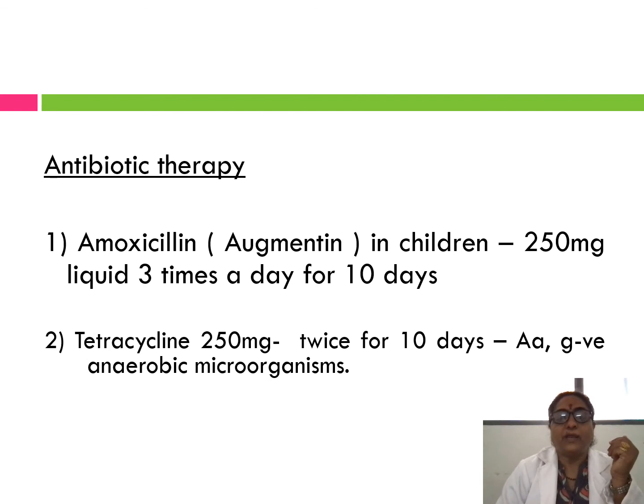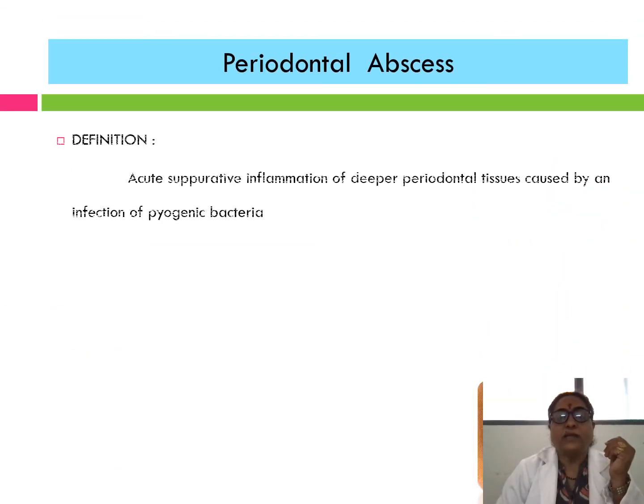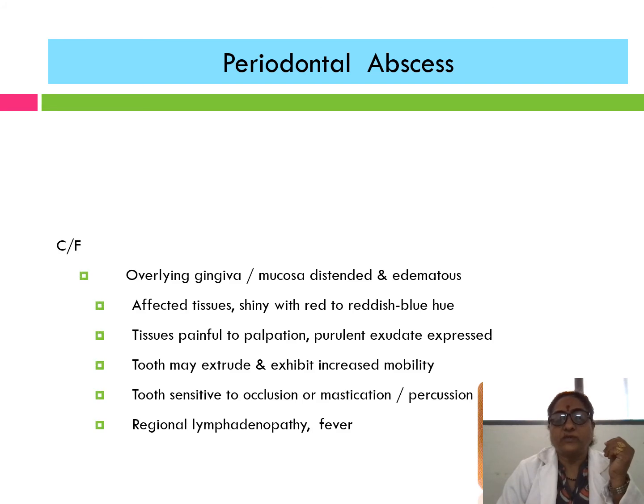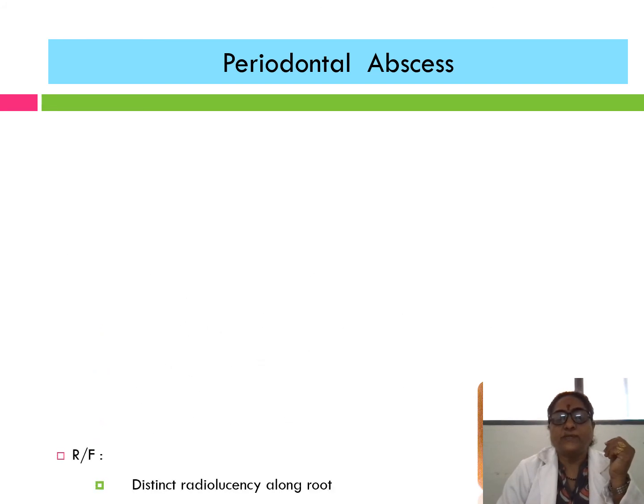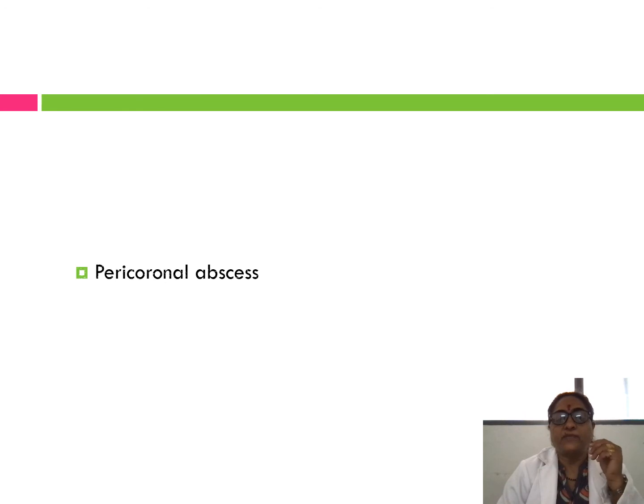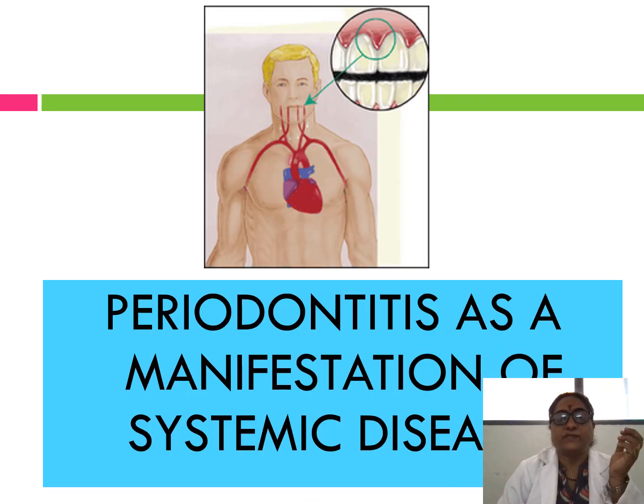The antibiotic therapy is amoxicillin in children, 250 milligrams liquid 3 times a day for 10 days. Tetracycline is 250 milligrams twice a day for 10 days, and care of the wound is very, very important. We also see a periodontal abscess in children. So what is that abscess? Abscess is a periapical abscess, pericoronal abscess, or gingival abscess.